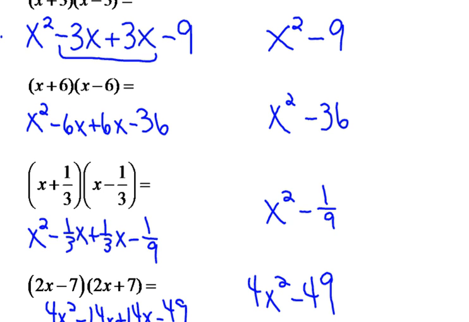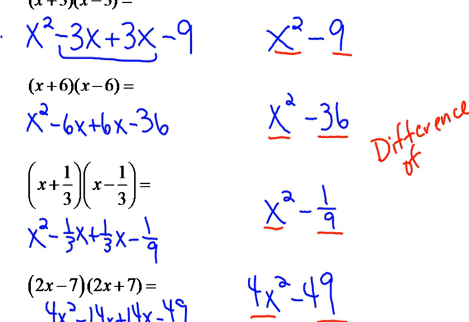What do you notice about each of these? Do you see a pattern? They're all subtraction. Are any of those not perfect squares? They're all perfect squares and they're all subtraction. So these are called difference of perfect squares.